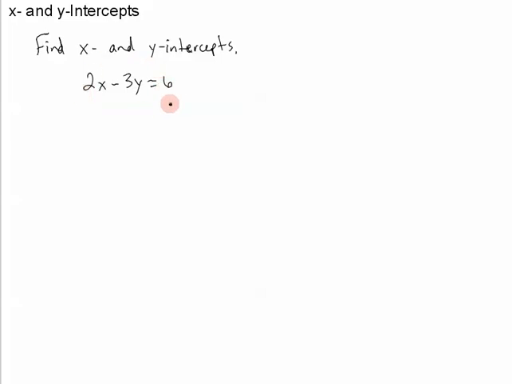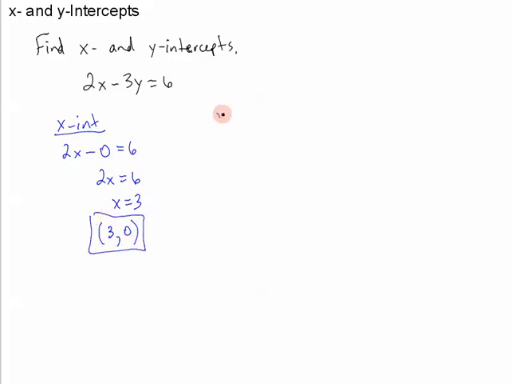So here we have a linear equation in two variables, and I want to find both intercepts. So let's start with the x-intercept. With the x-intercept, the y has to be 0. So we have 2x minus 3 times 0, which is 0, equals 6. Solving for x, we get x equals 3. So the x-intercept, x is 3, and the y is 0, so you get the ordered pair (3, 0) for your x-intercept.